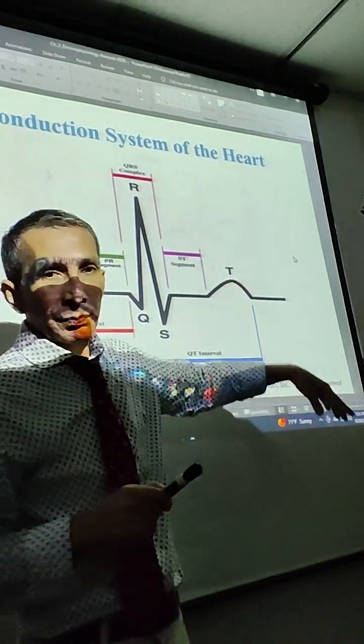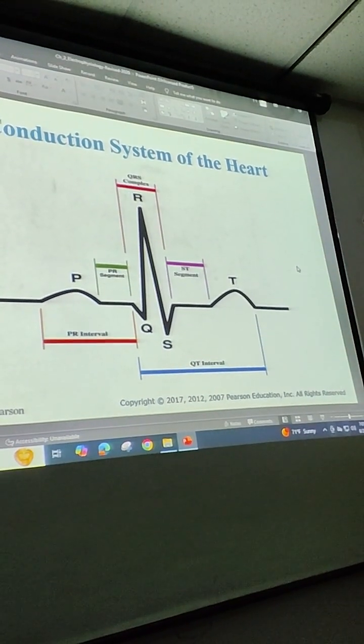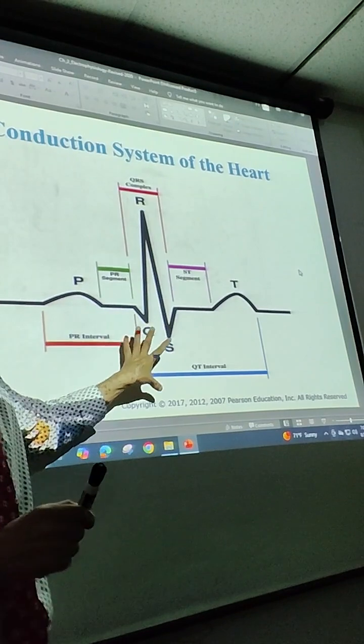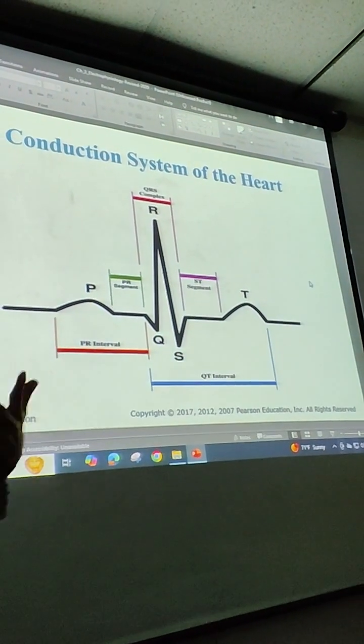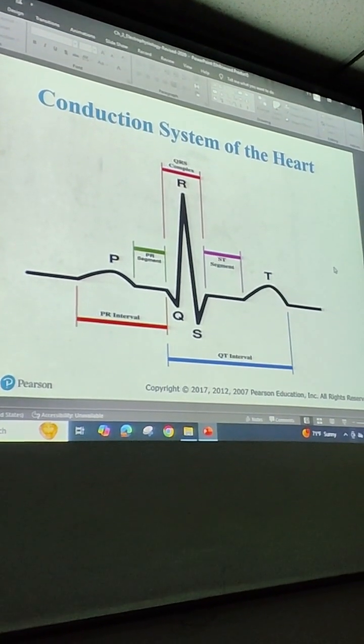Because what does the T represent? Relaxation, repolarization of the ventricles. What does the QT represent? Contraction, depolarization of the ventricles. So we just mark where is the beginning, where it ends.